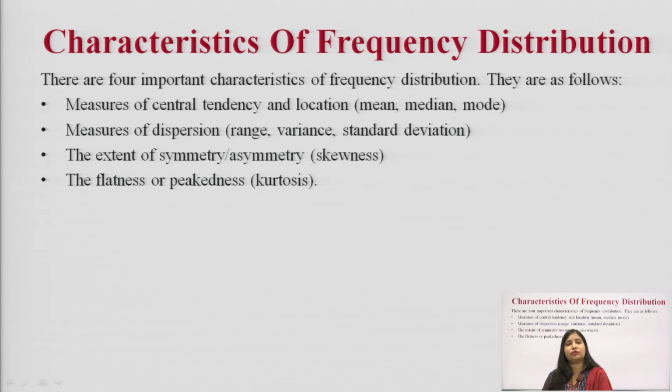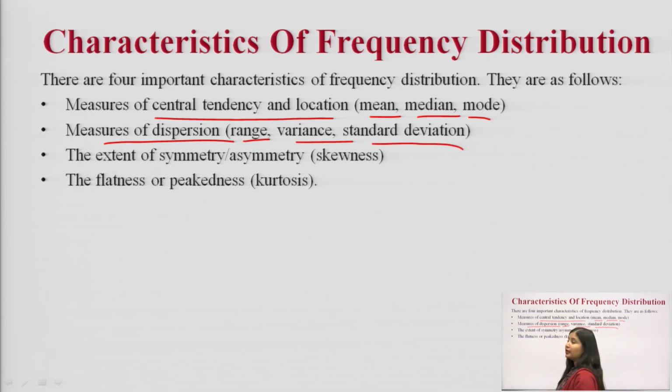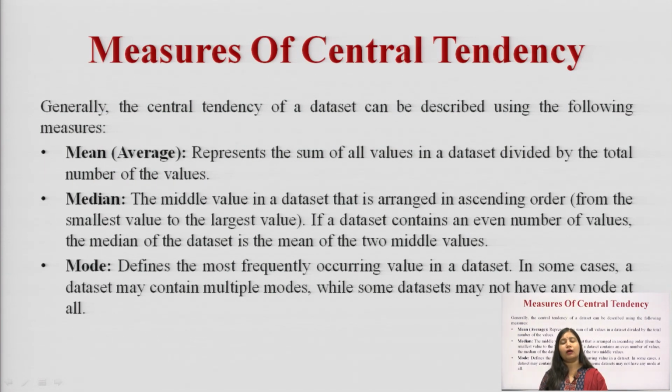What are the characteristics of the frequency distribution, or what do we get from it? The 4 important characteristics are as follows. It helps to measure the central tendency and location, meaning mean, median and mode, and it helps to measure the dispersion, meaning range, variance and standard deviation. Next, it shows symmetric and asymmetric values, or the skewness, and it also helps to identify the flatness or peakedness, meaning kurtosis. So, these features we get from the frequency distribution. I will go through all of those characteristics one by one.